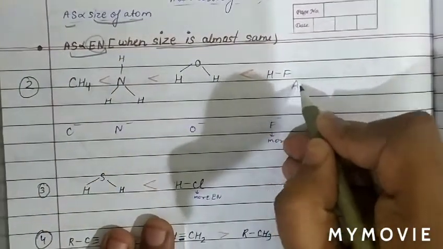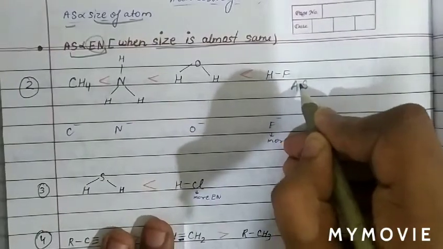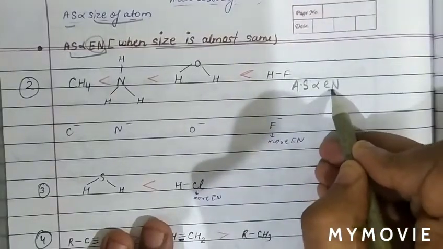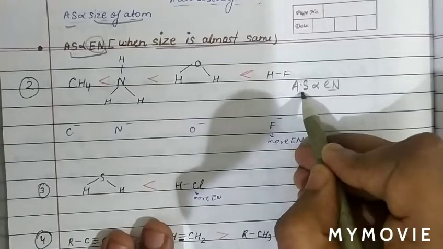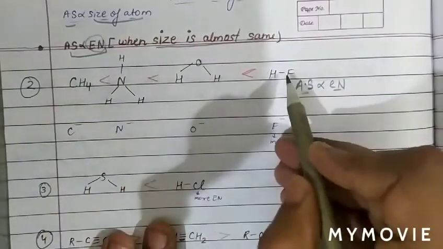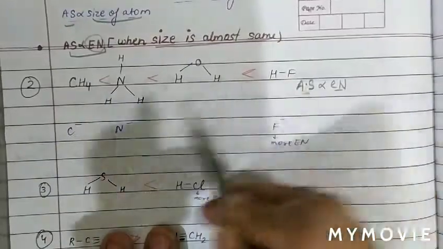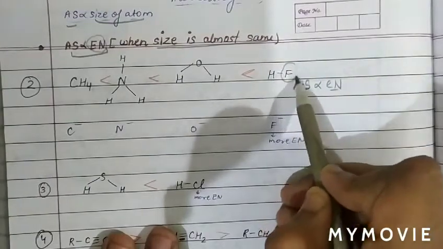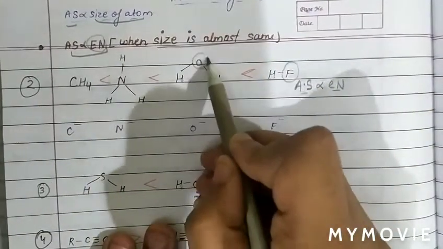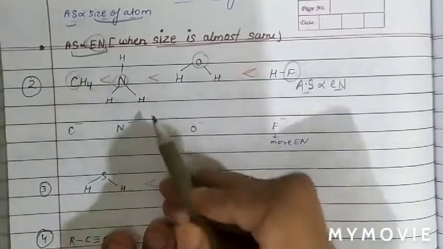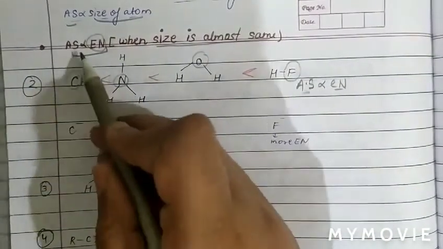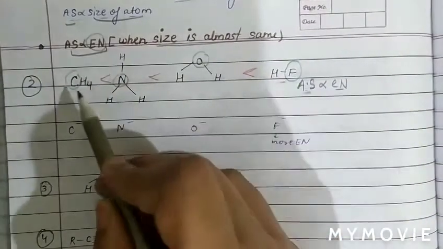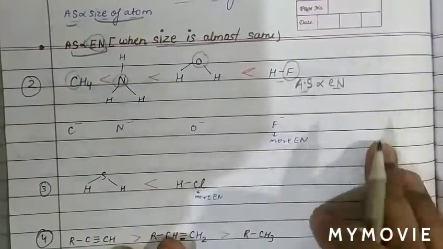So in this case the acidic strength is compared by the electronegativity rule. Acidic strength is directly proportional to electronegativity. So the higher the electronegativity of the central atom, the more the acidic strength. The electronegativity increases from left to right. Fluorine has the highest electronegativity, then oxygen, then nitrogen, and carbon has the least electronegativity. Therefore, HF has the highest acidic strength and CH4 has the least acidic strength.